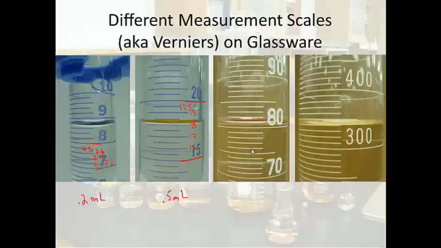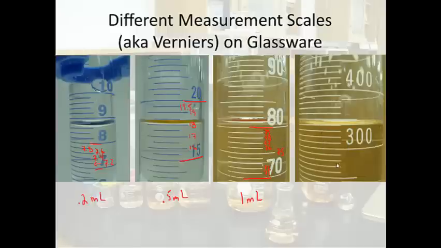Over here on this graduated cylinder, we go from 70 being here and 80 here. 1, 2, 3, 4, 5, 6, 7, 8, 9. Hey, this is easy. This is graduated in 1 milliliter increments. So this would be 71, 72, I'm going to skip, 75, 76, 77, 78, 79, and finally there's 80.